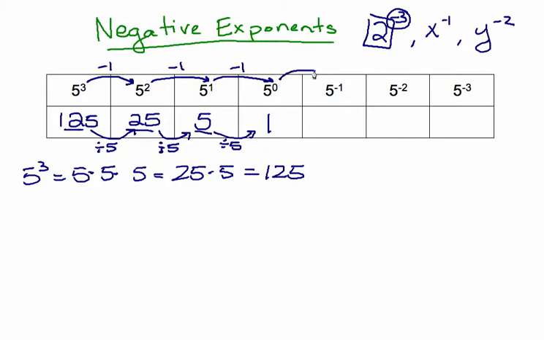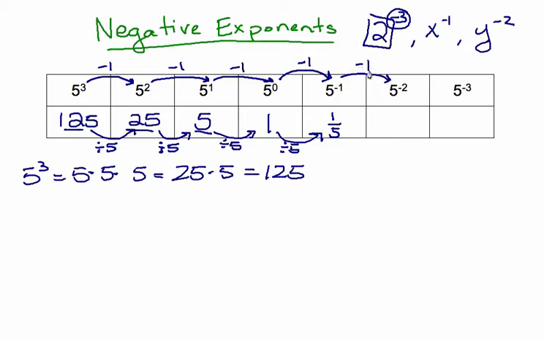We're going to continue this pattern by going from 5 to the 0 power down to 5 to the negative 1. Well, if we've continued the pattern in the first row, we need to continue the pattern down here in the second row by dividing by 5. So 5 to the negative 1 is going to be 1 divided by 5, or 1/5.